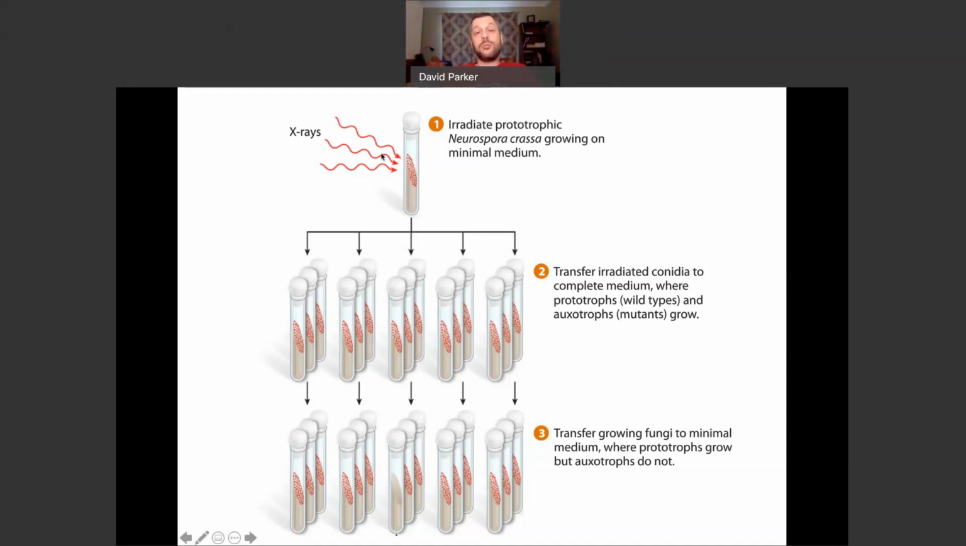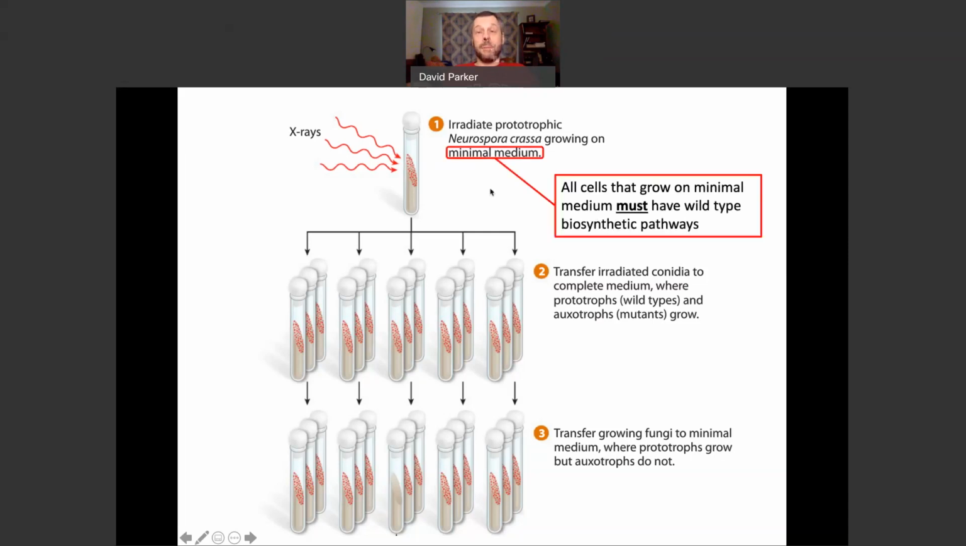So this is wild type bread mold, growing quite happily on this minimal medium because it has lots of enzymes and it can make its own amino acids. What we're going to do is zap this thing with X-rays. So right now, we know that these must be wild type functional cells because they're growing on minimal medium.